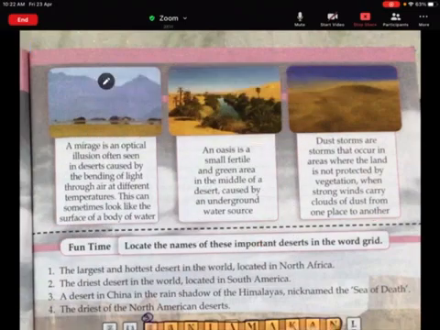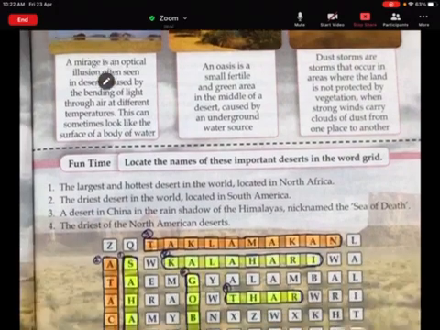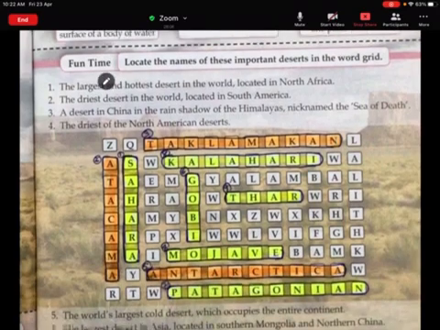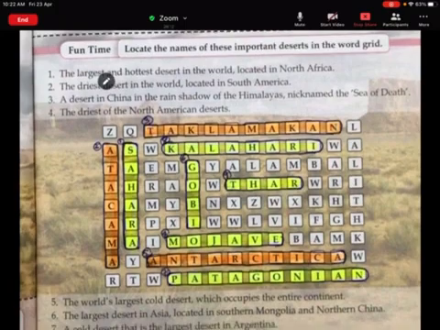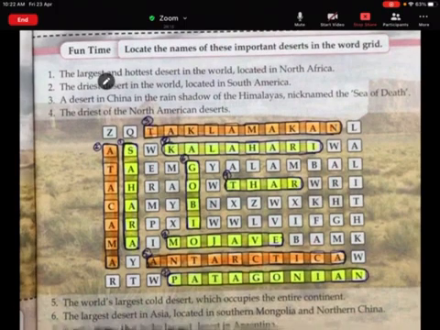Now let's see a word grid. Locate the names of these important deserts in the word grid. So let's see that word grid.